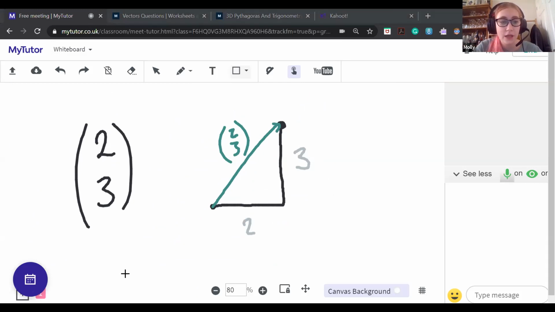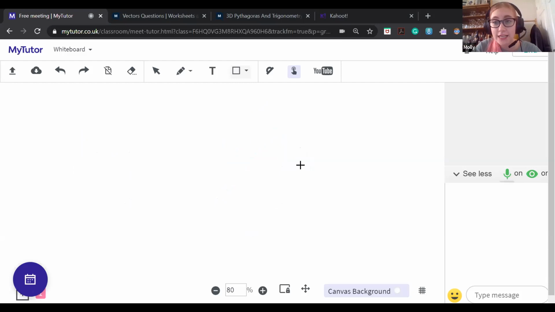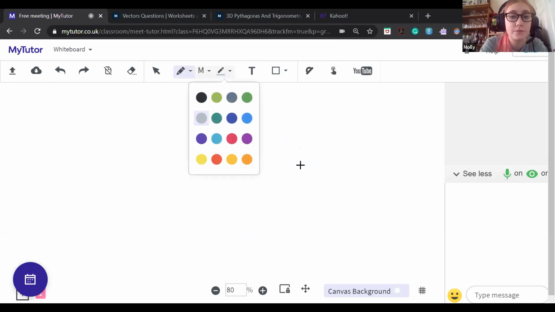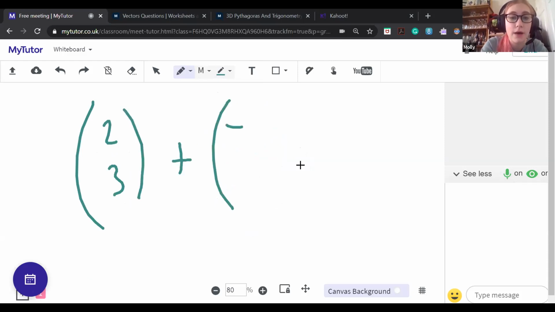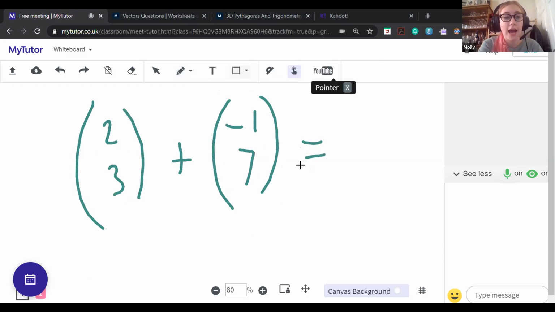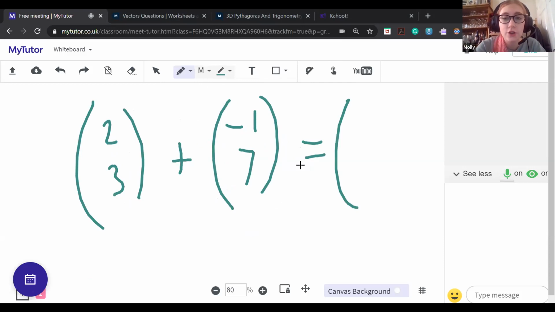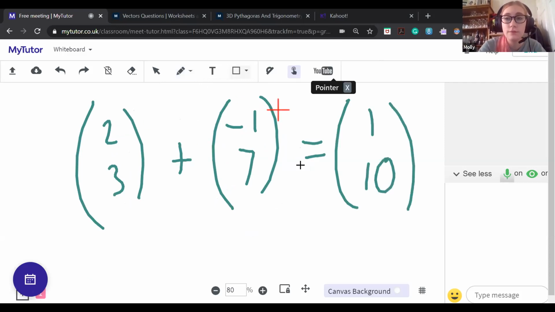Now, adding, subtracting, multiplying vectors is super, super easy. So for example, if we have the vector, let's stick with 2, 3, and we want to add the vector -1, 7, all you do is you add these two and you add these two. You literally just add across. So this becomes 1, 10, because 1 is 2 and -1, and 10 is 3 and 7.